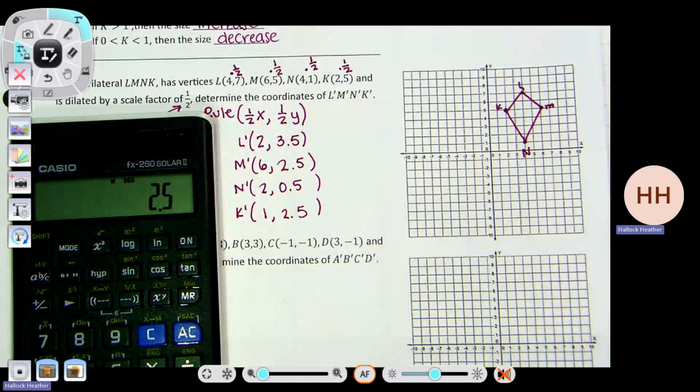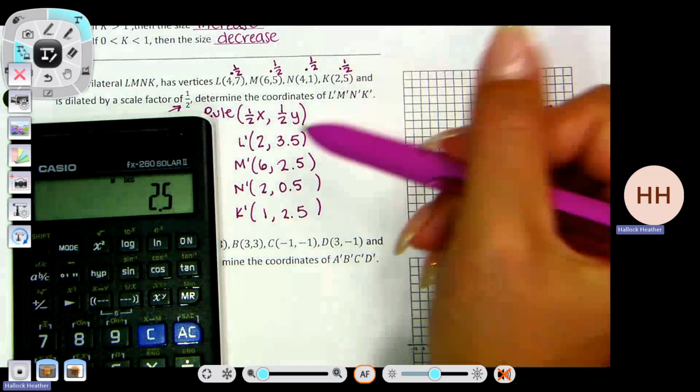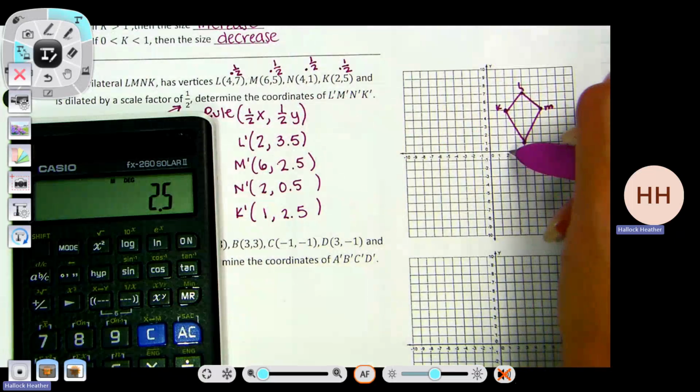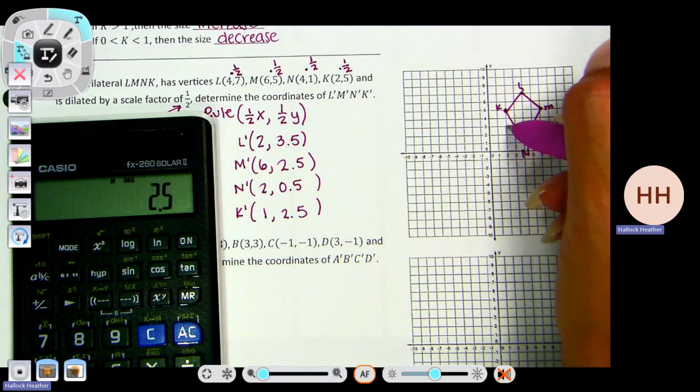So when we plot this, it's not going to be cute. That's why we're not going to graph stuff besides number 1 and number 2, because you're going to get decimals and it's not cute to graph. So we're going to go over 2 and up 3.5, which is between 3 and 4. So we're going to go over 2. We're going to go up 3, 1, 2, 3.5.